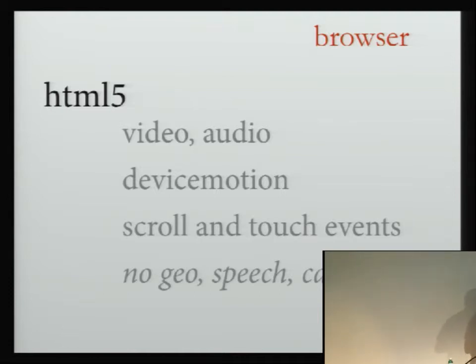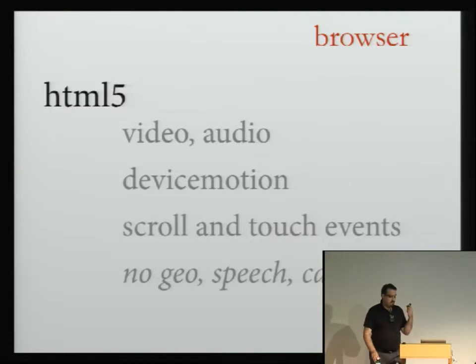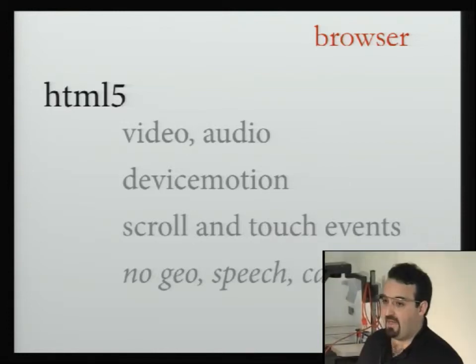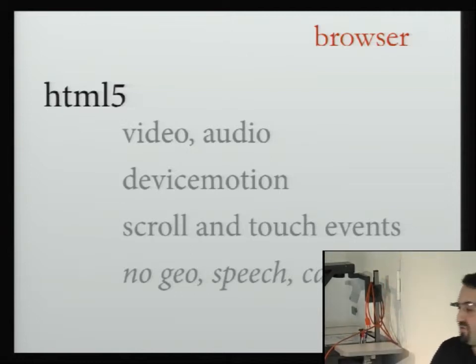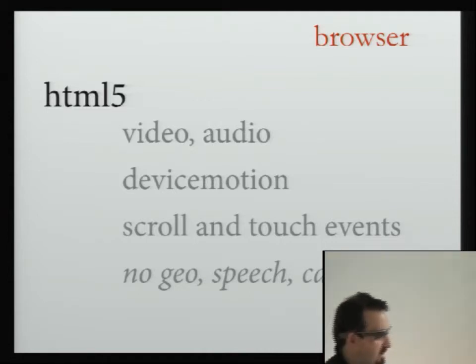We have scroll and touch events because it's multi-touch, so it's working with touch events. Unfortunately, I'm not sure why, there is no geolocation. The geolocation API is there, but it's not working. Maybe it's a bug. And we don't have any speech or camera API yet for HTML5, so we cannot use the camera or the voice, at least today. I mean, the browser is 1 month old, right? So it's still an experiment.